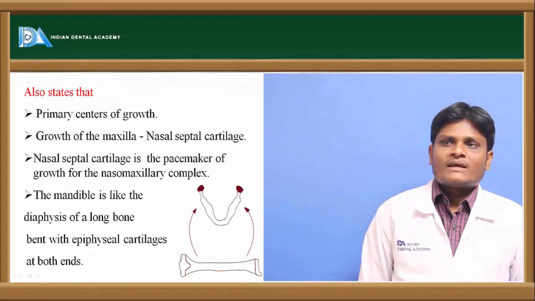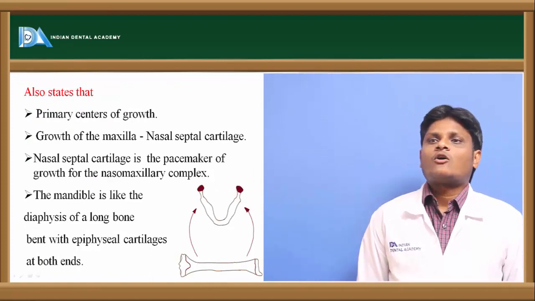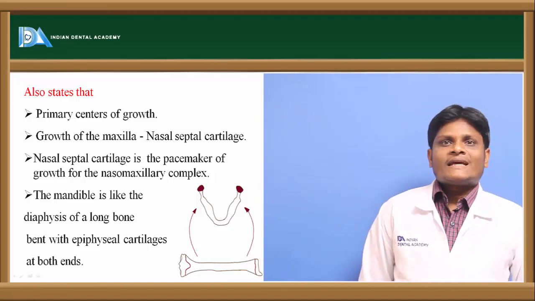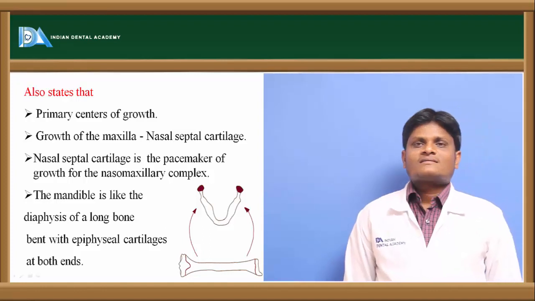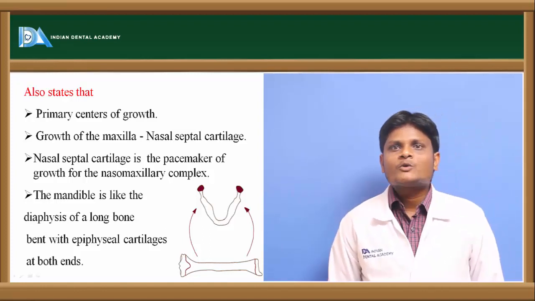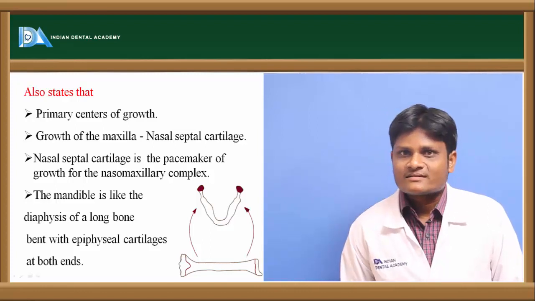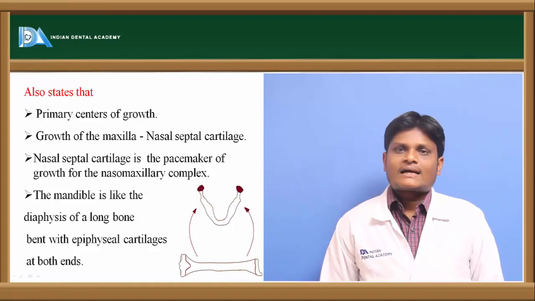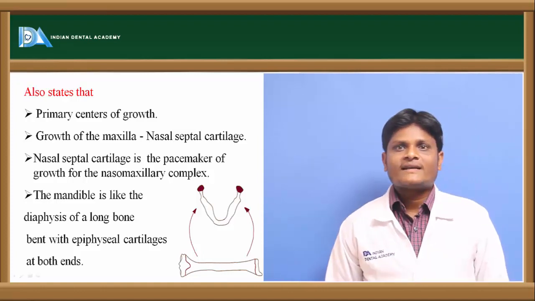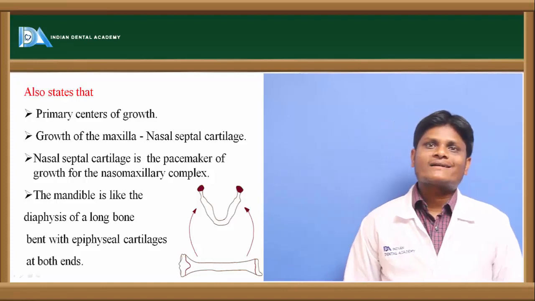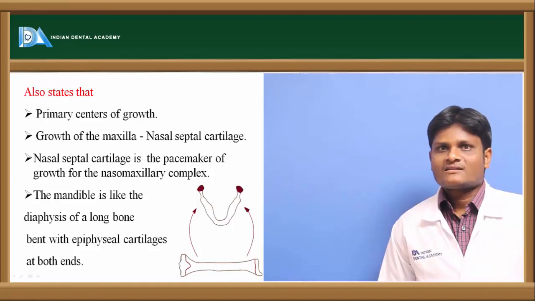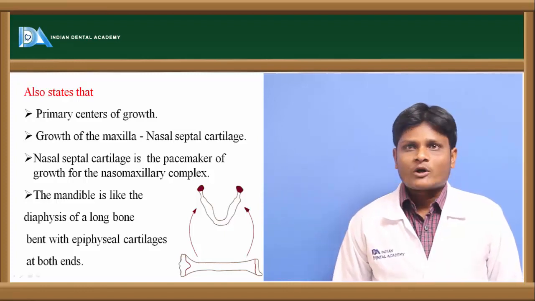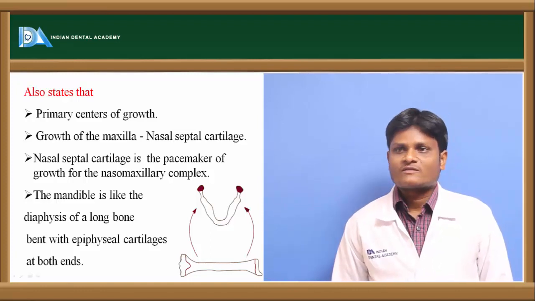Growth of the maxilla is controlled by nasal septal cartilage, and it is the pacemaker of growth of the nasomaxillary complex. Even when we take a mandible, it is nothing but a long bone bent into a horseshoe shape with its ends, the condyles, covered by cartilage. But unlike the nasal septal cartilage, the cartilage covering the condyles is a secondary cartilage which is not influenced directly by systemic factors like hormones. Rather, it is influenced mainly by local growth modulators and local pressure responses.